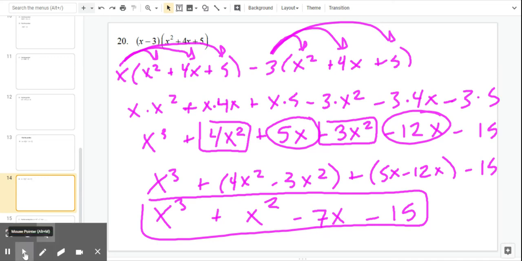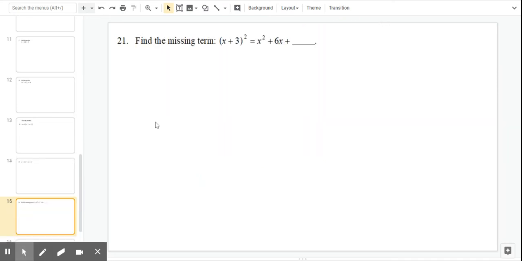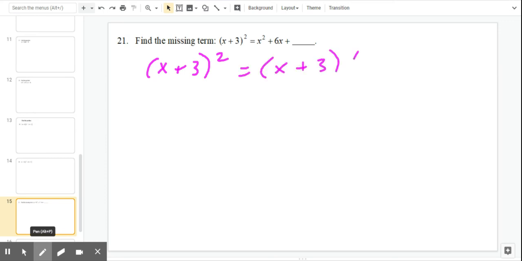All right, I think we have 2 questions left. So find the missing term. So this one is kind of tricky. So you need to know that you can't distribute. You're not allowed to distribute the exponent when it's addition. That's extremely illegal. So what we will do, x plus 3 squared is the same thing as x plus 3 times x plus 3, which means we need to FOIL it because that's 2 binomials. So that's the trick to this one.